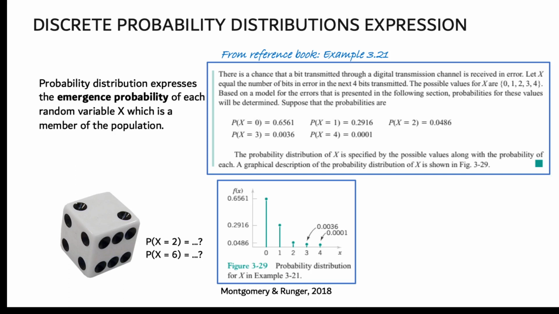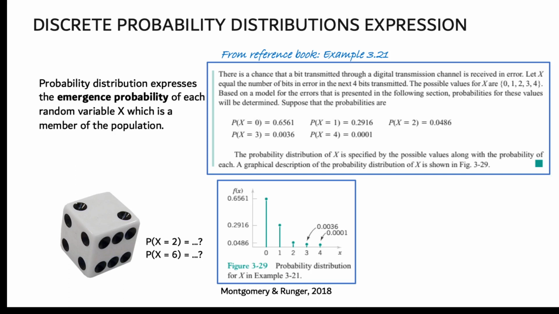The probability distribution generally states the probability of the occurrence of each random variable x, which is a member of the population. An example is the dice below. The probability for each value to appear if we roll a dice is uniform, which is 1 over 6. So mathematically, the probability of x equal to 2 is 1 over 6, x equal to 6 is 1 over 6, and so on.